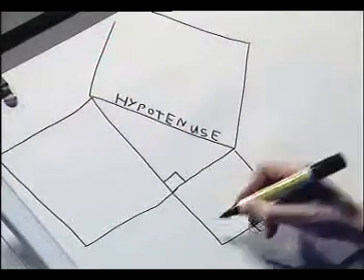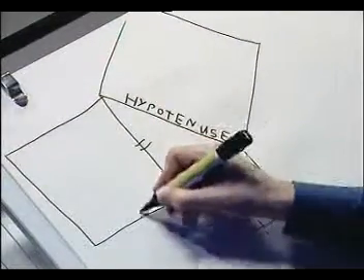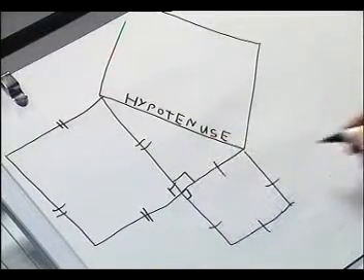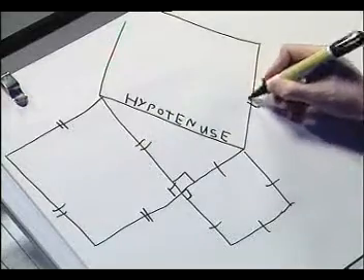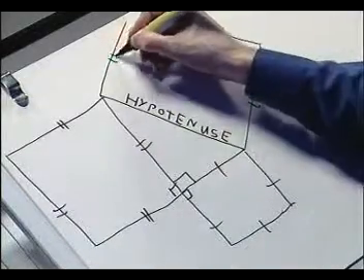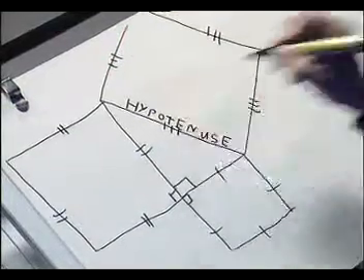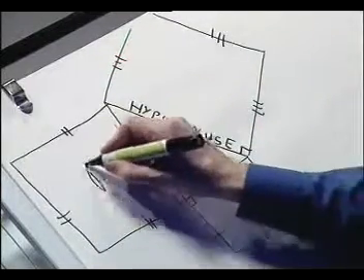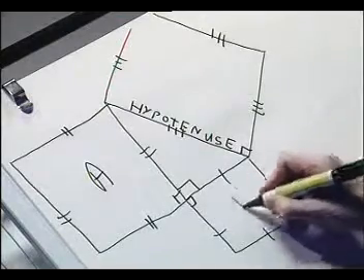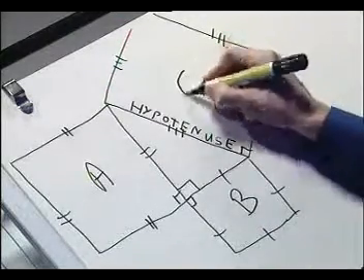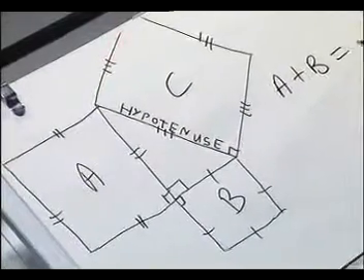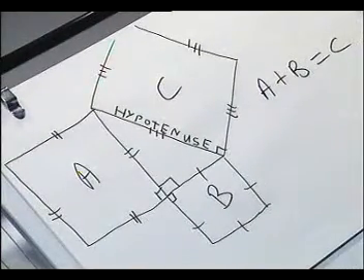So these are all squares, all the same, all got right angles in them. This is a square as well. All the sides are equal, got a right angle. And what this says is that this area A plus this area B is equal to that area C. A plus B equals C.